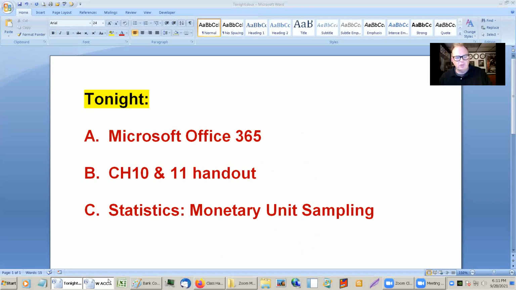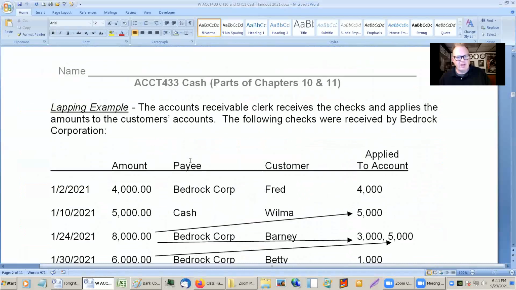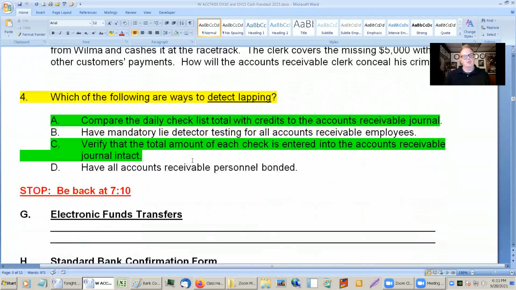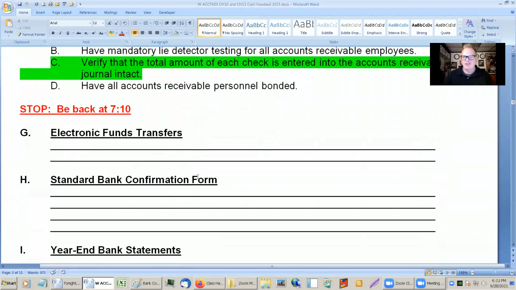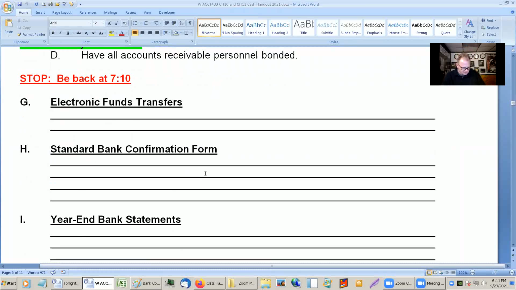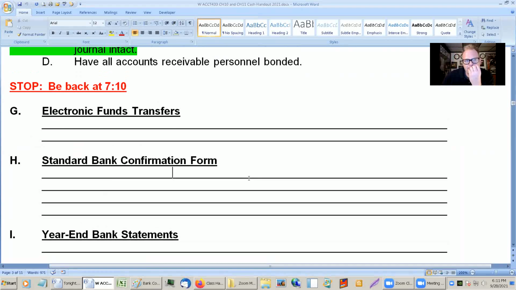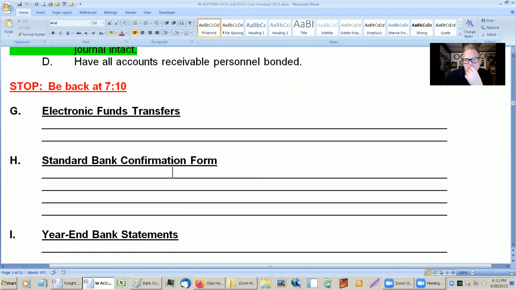Well, let's go to... All right, I think we stopped on page 3, or maybe it's page 2. Except on number 4, I think, or G of the Chapter 10 handout. Okay. Is there anyone who does not have the Chapter 10 handout? Okay. All right.